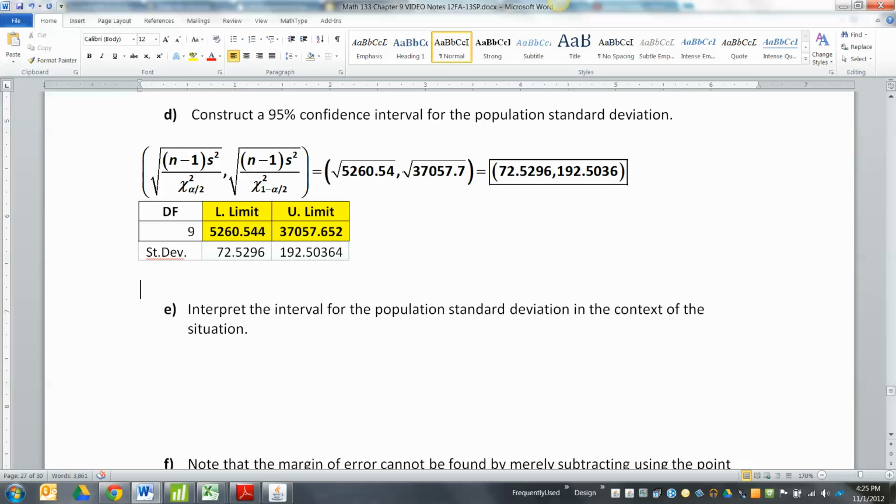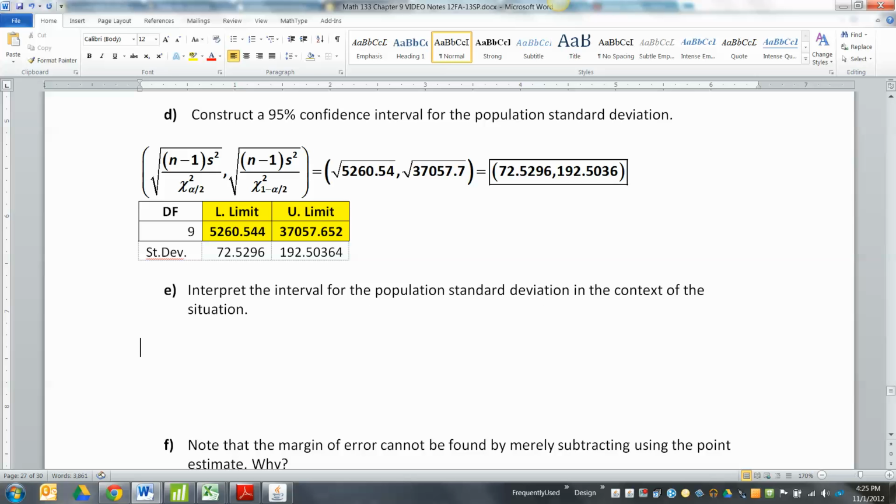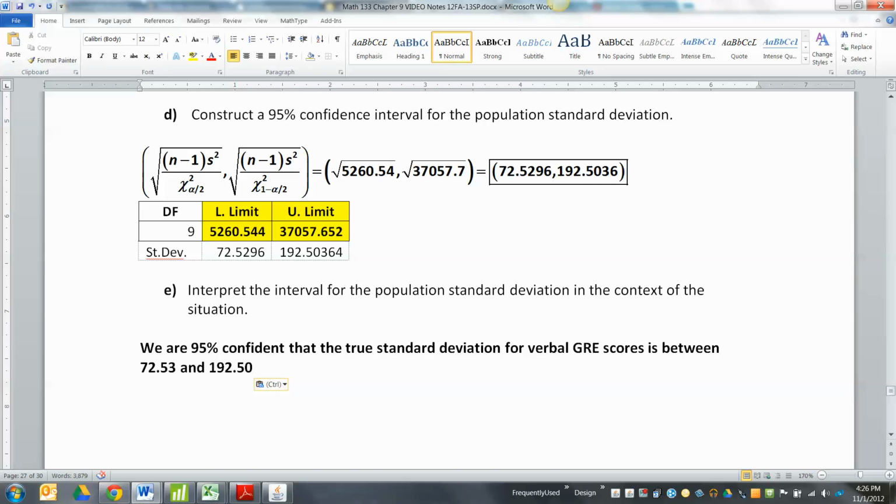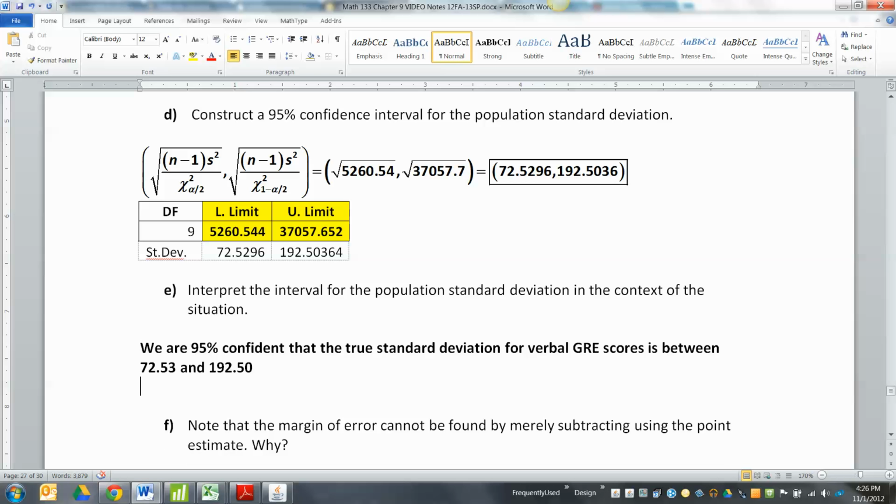All right, now how do we interpret that interval? Well, we interpret it the same way we interpreted the ones before in chapters 9.1 and 9.2. Namely, we are 95% confident that the true standard deviation for verbal GRE scores is between 72.53 and 192.5. We always start off with we are 95%, 99%, whatever percent confident. And then you have to write in English what this was. This was the population standard deviation, so the true standard deviation for all verbal GRE scores.